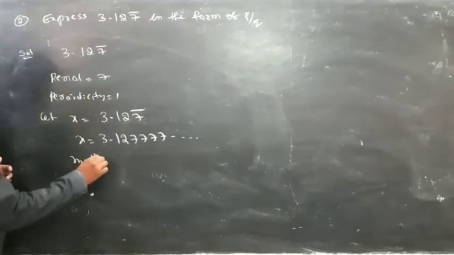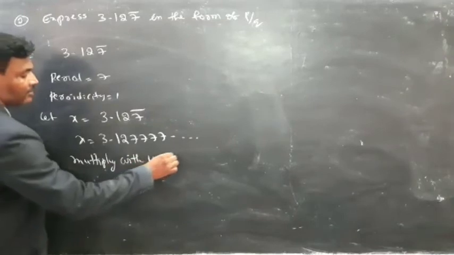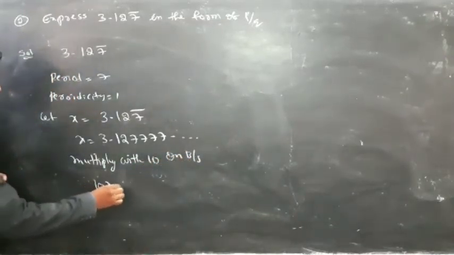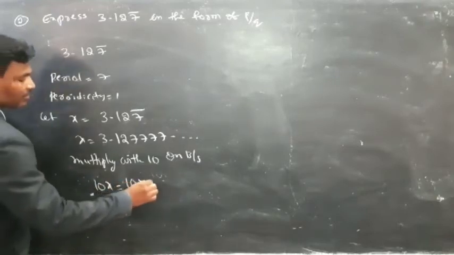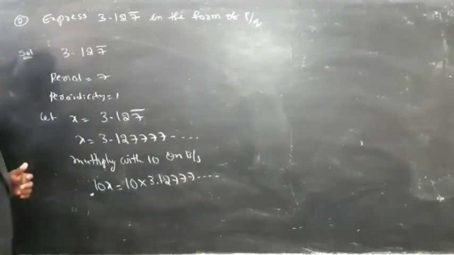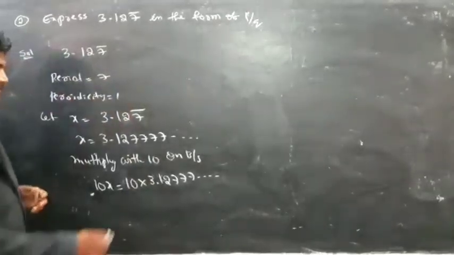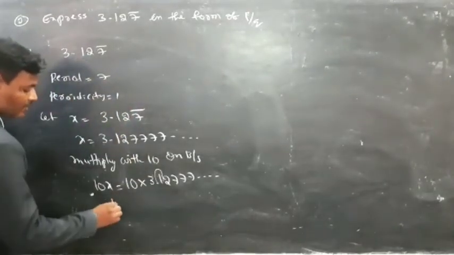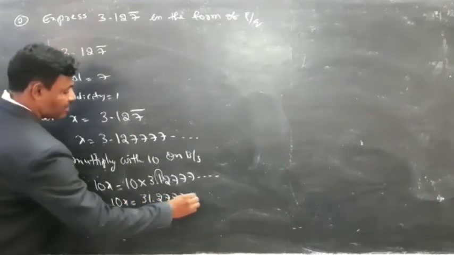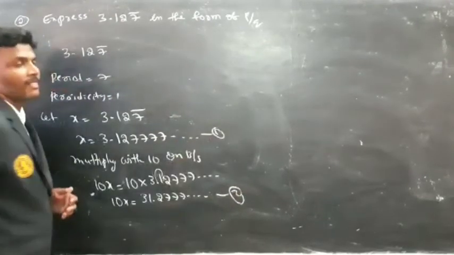Multiply with 10 on both sides. It means 10x is equal to 10 into 3.12777 and so on. Here I am multiplying with 10, so the point moves forward. 10x is equal to 31.2777 and so on. This is the second equation and this is the first equation.